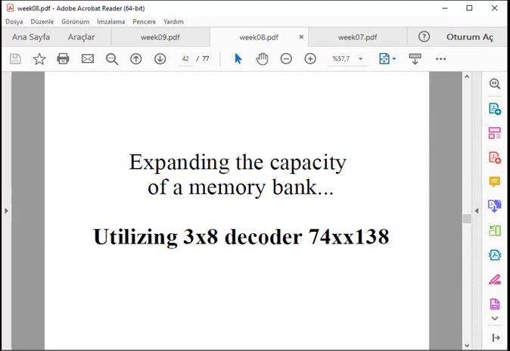Now, this is an example. We increase the number of items in the bank from 4 to 8. So this is the next chip: 138 is a 3x8 decoder.